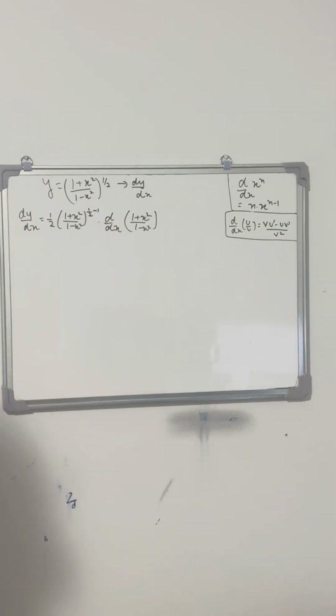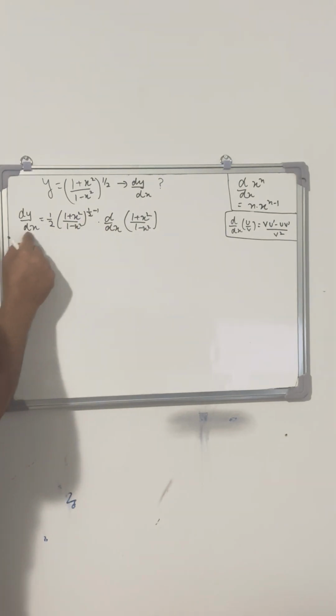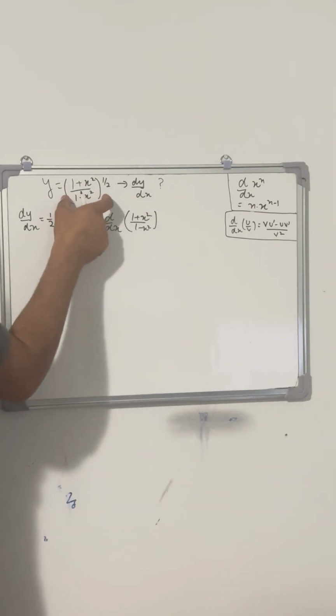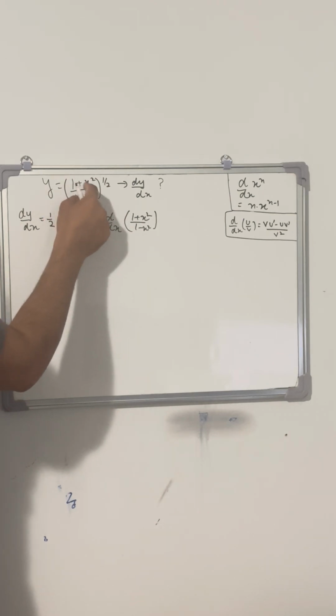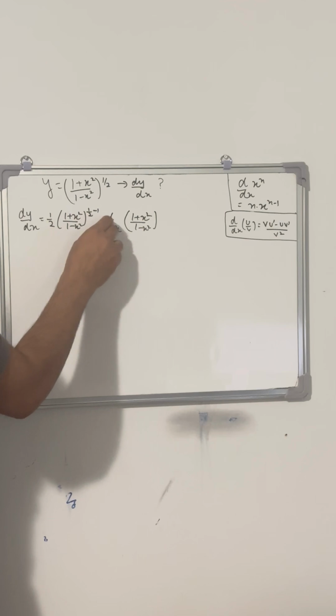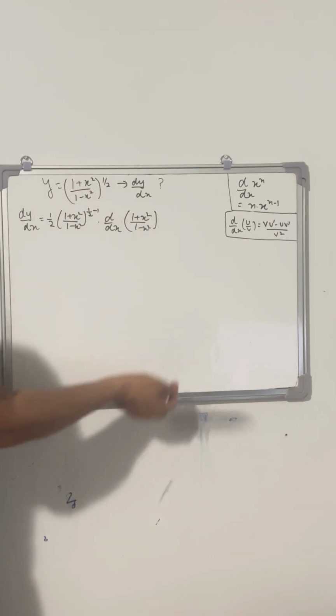Now, given a y function as shown, we have to find the differential of this. So first of all, dy by dx equals, first we have to apply this formula, because this itself is a function x raised to power something. So 1 by 2 times this raised to power 1 by 2 minus 1, multiplied by d by dx of this internal function, which is a fraction function.